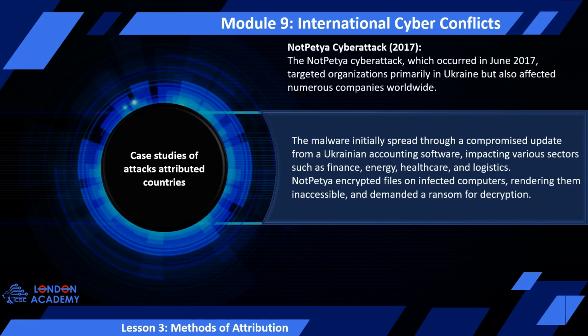Second example is the NotPetya cyberattack in 2017. The NotPetya cyberattack, which occurred in June 2017, targeted organizations primarily in Ukraine but also affected numerous companies worldwide. The malware initially spread through a compromised update from a Ukrainian accounting software, impacting various sectors such as finance, energy, healthcare, and logistics. NotPetya encrypted files on infected computers, rendering them inaccessible, and demanded a ransom for decryption.